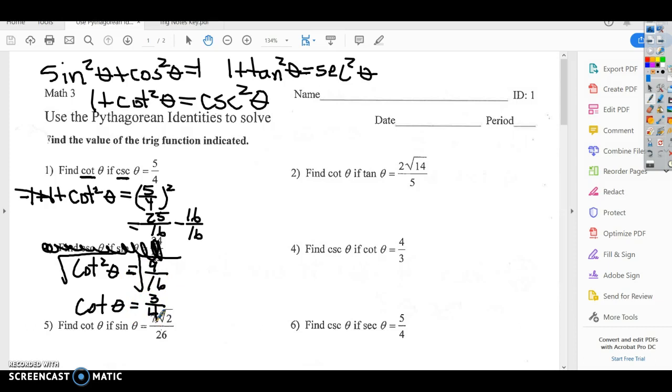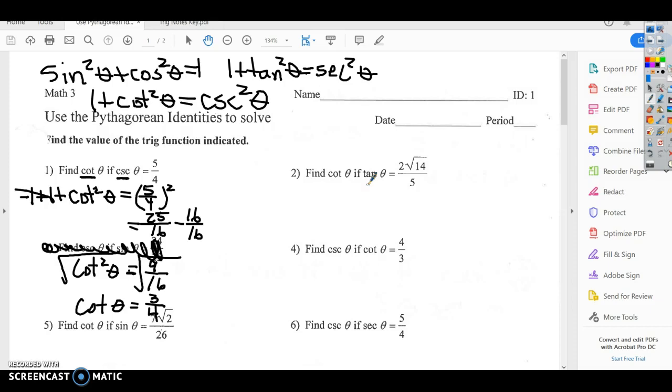Now, do I need a plus minus? No, because we're talking about sides of a triangle, and you can't have a negative side of a triangle. So we're going to leave that as just cotangent of theta is equal to 3/4. Okay? Now, over here, it says find cotangent if tangent is this. So if we look up here, cotangent goes with cosecant, tangent goes with secant, sine and cosine go together. But if you remember, cotangent and tangent are reciprocals of each other.